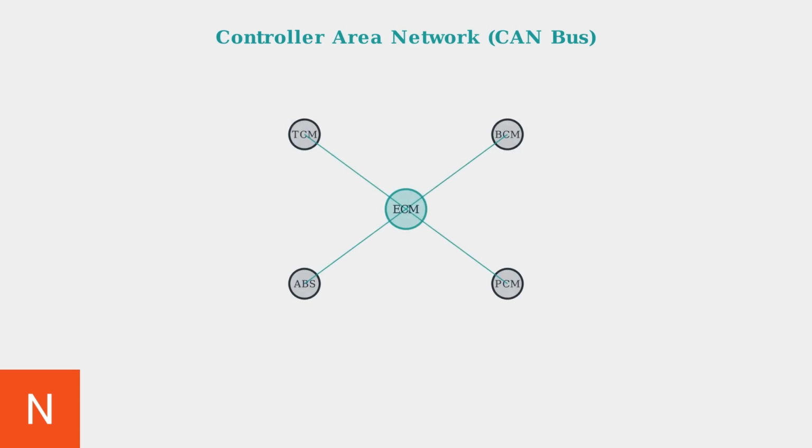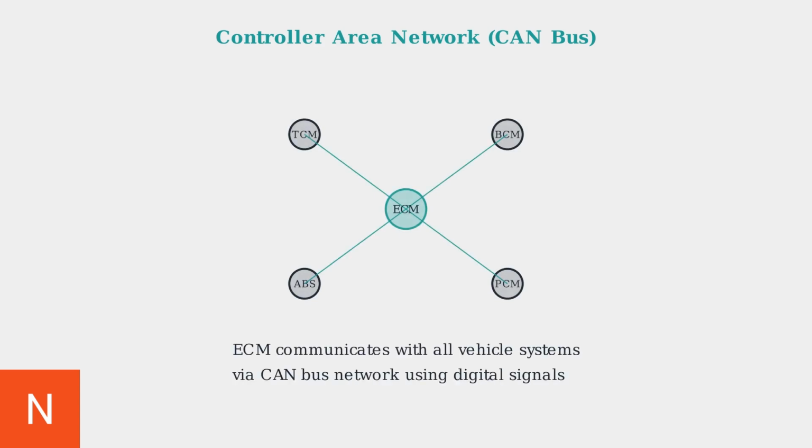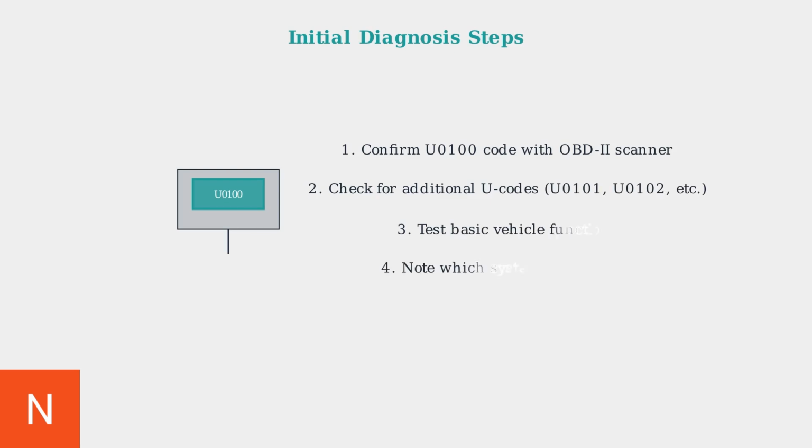Communication happens through the Controller Area Network, or CAN bus system. This network allows the ECM to talk with the transmission, instrument cluster, body control module, and other systems using high-speed digital signals. Initial diagnosis begins with confirming the U0100 code using a professional OBD2 scanner.